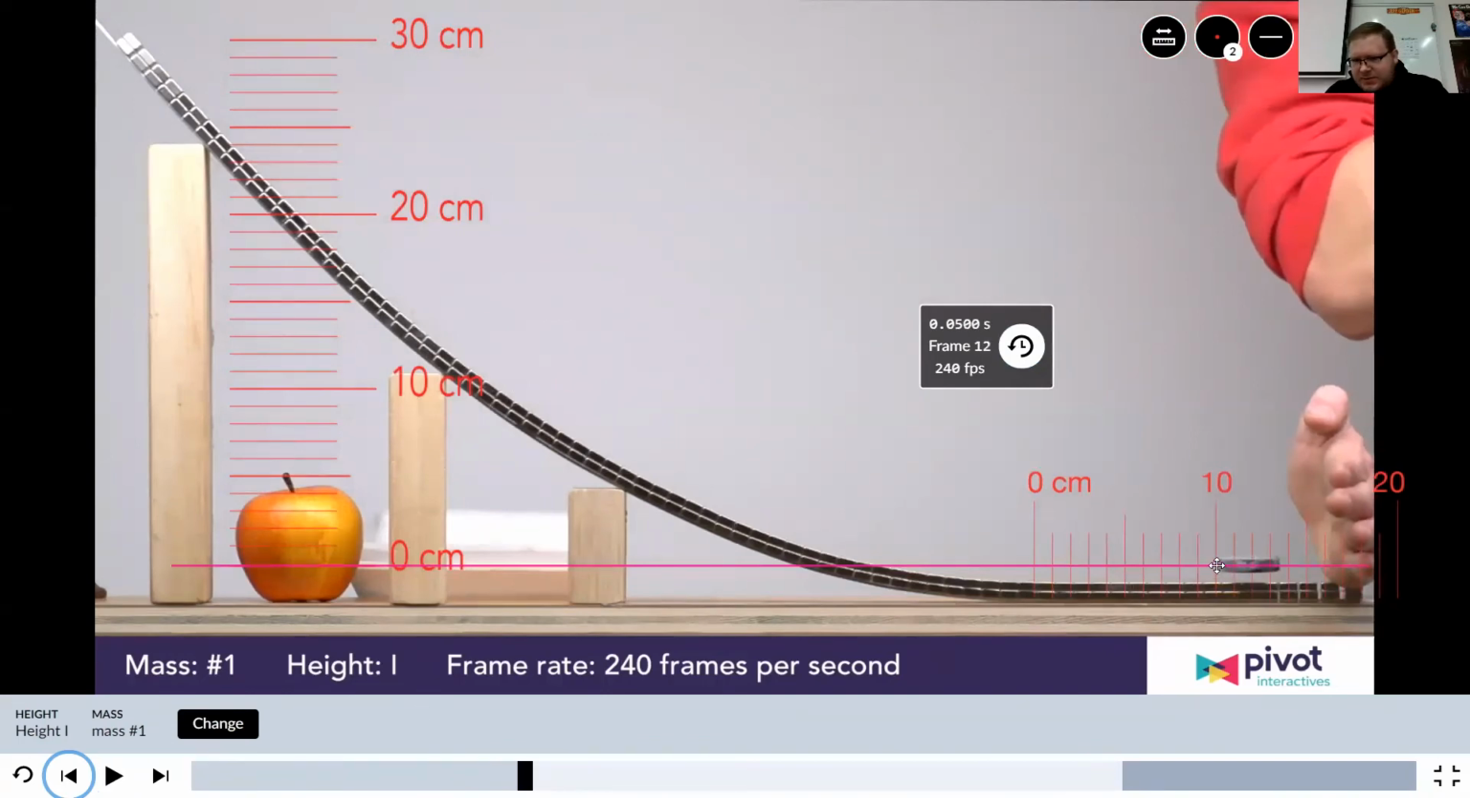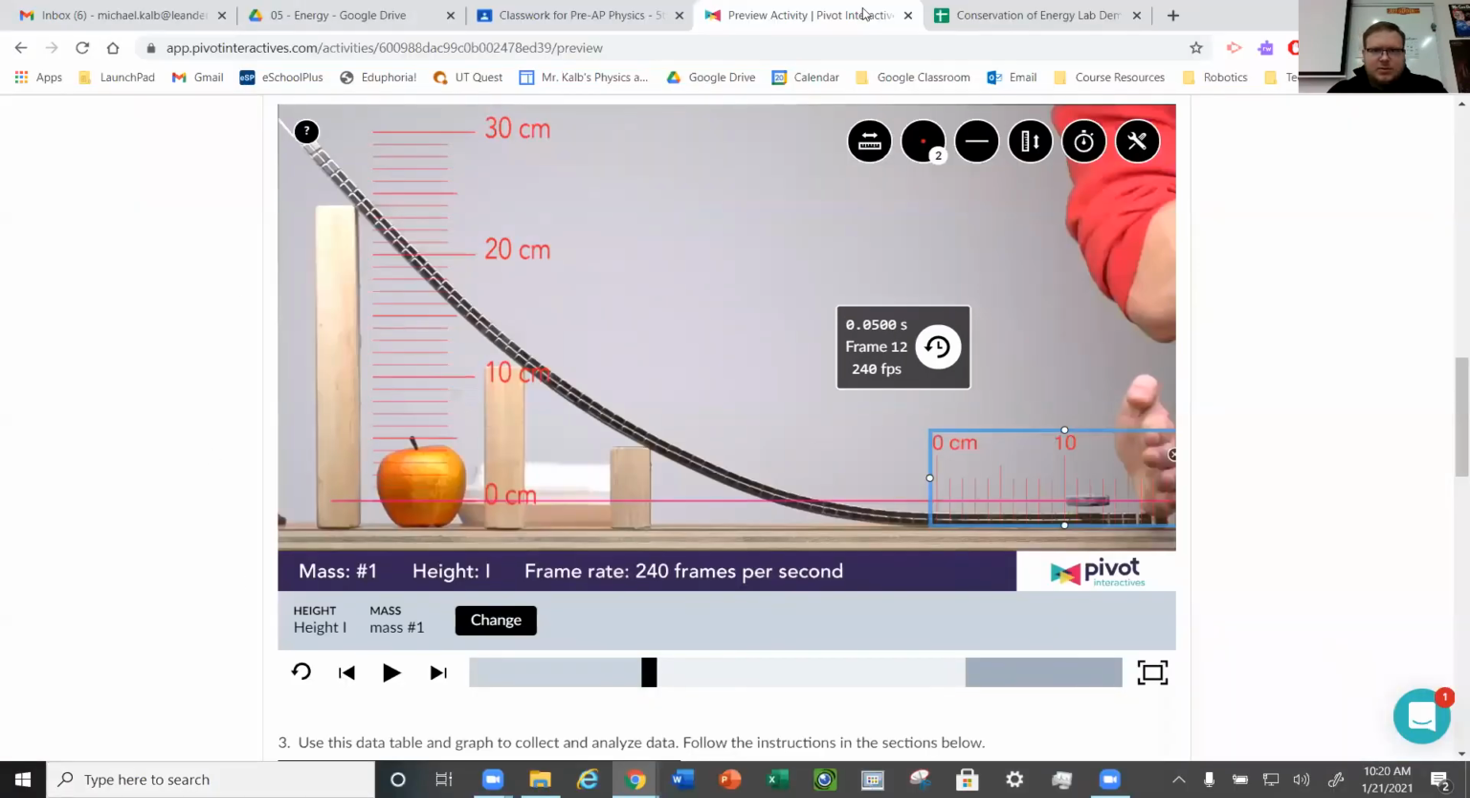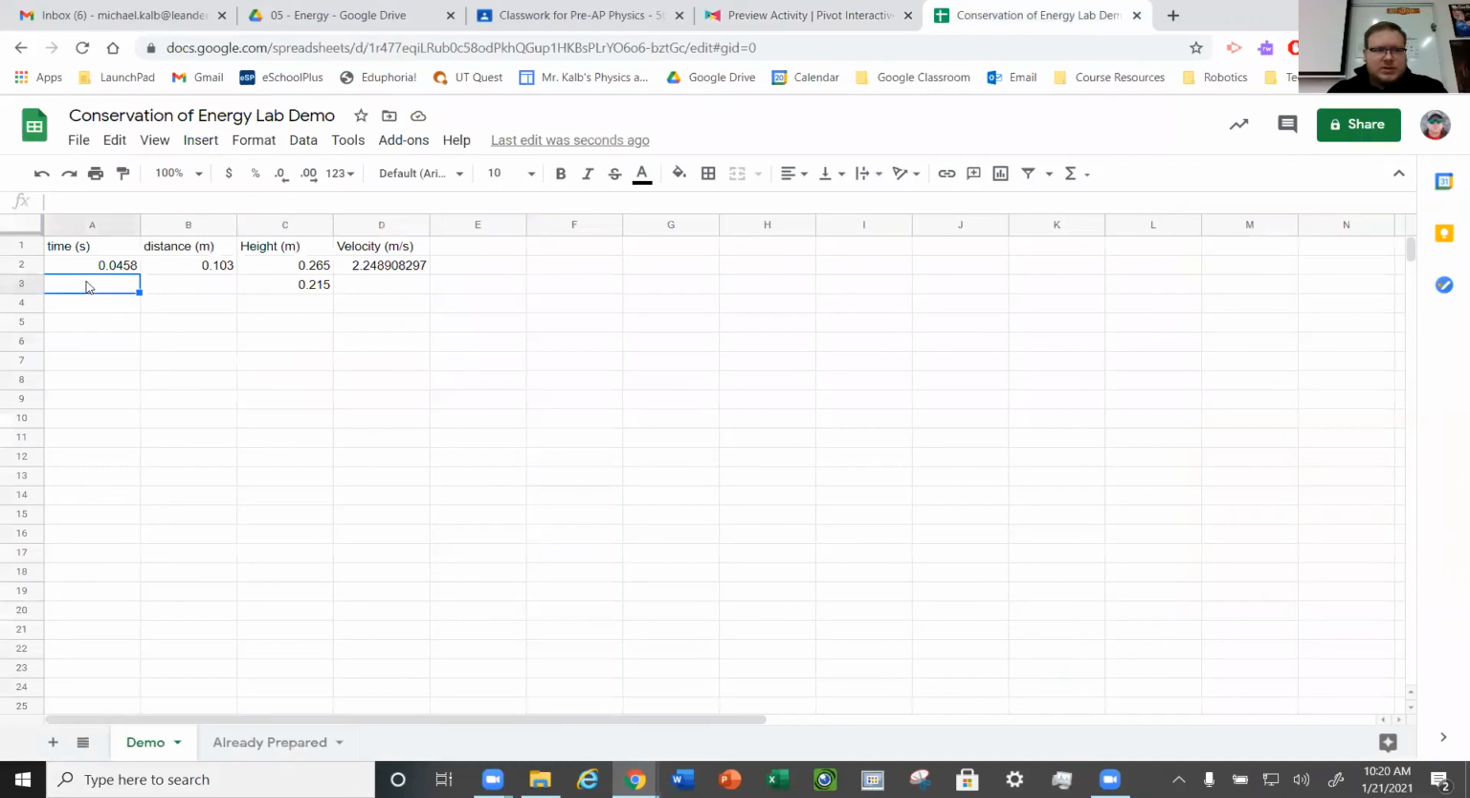And it looks like it travels 10 centimeters in 0.05 seconds. So 0.05 seconds and 0.1 meters. And the nice thing is I can click that bottom right corner and drag down to copy that formula. And it does that calculation for me. And I'm going to want to do that for at least 5 different heights spaced out.